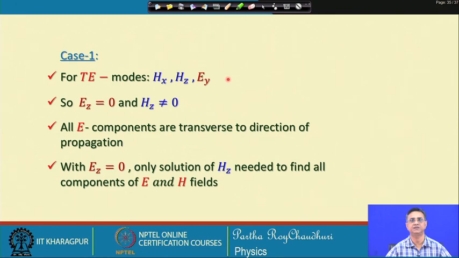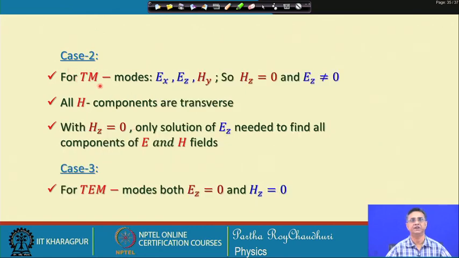Here Ez is missing, that means Ez equal to 0, but Hz is not equal to 0. That means all E components are transverse to the direction of the propagation. So, just from the knowledge of Hz, you can calculate Hx, Hz and Ey. With Ez equal to 0, only solutions of Hz are needed to find all the components of E and H fields. That is what I have just mentioned.